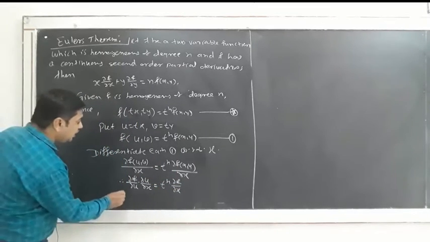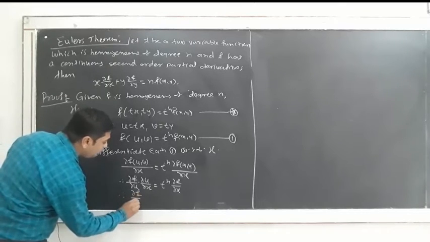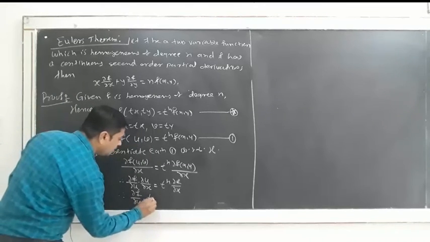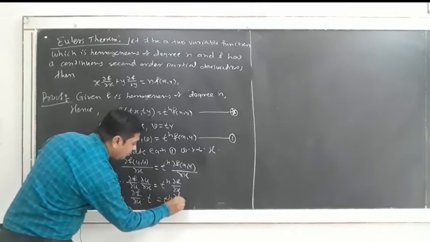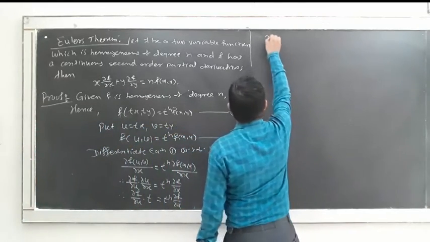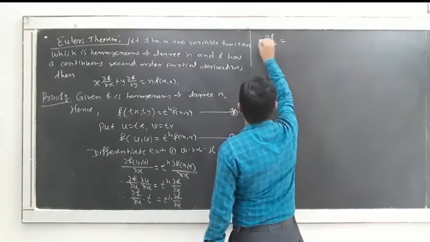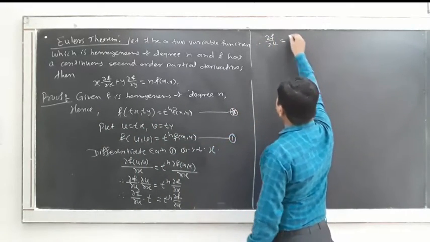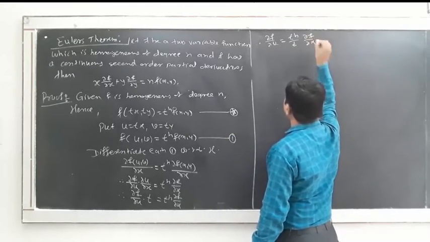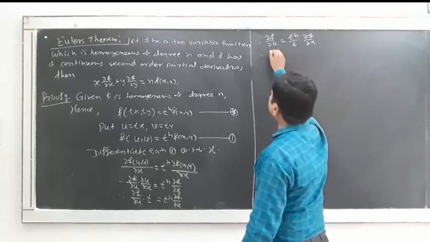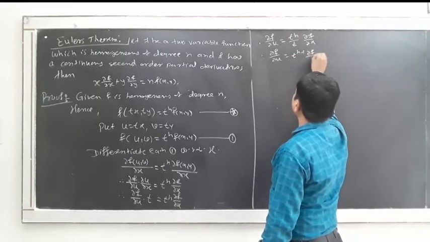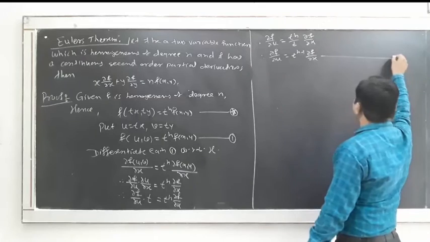Now what is ∂u/∂x? Since u is tx, ∂u/∂x is t. So t times ∂f/∂u is equal to t raised to n ∂f/∂x. Now do the simplification. ∂f/∂u is equal to t raised to n upon t into ∂f/∂x. Therefore ∂f/∂u is equal to t raised to n minus 1 times ∂f/∂x. This is equation number 2.